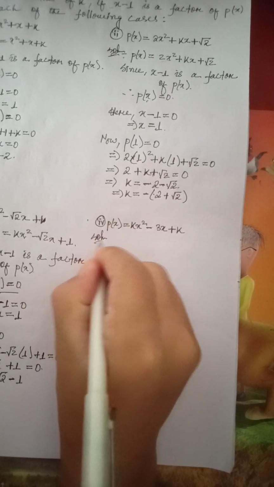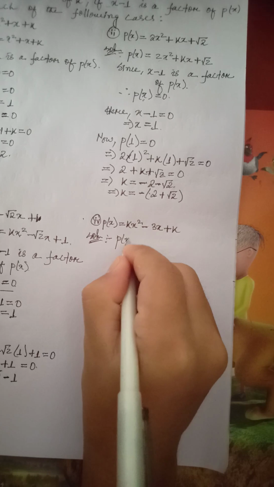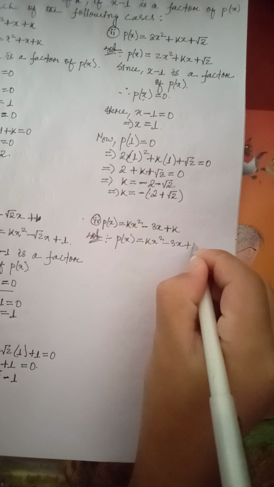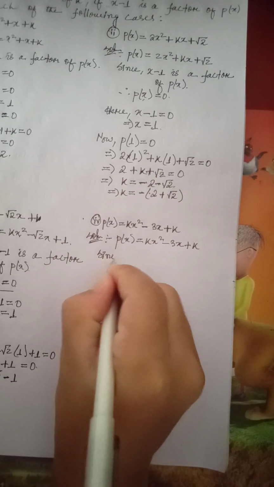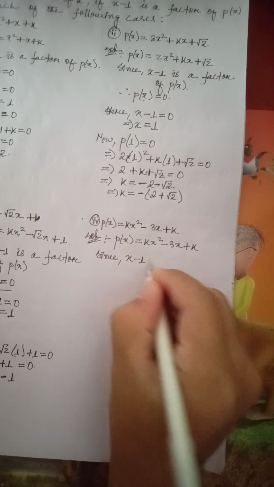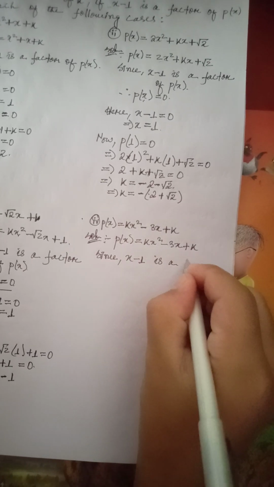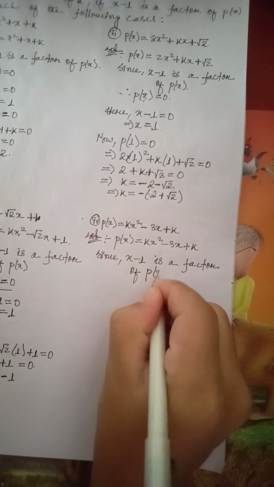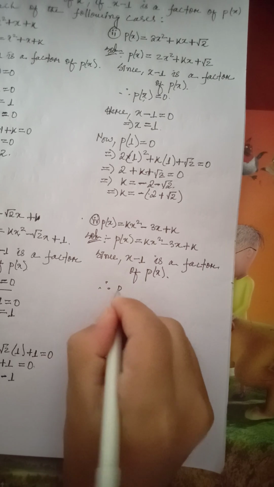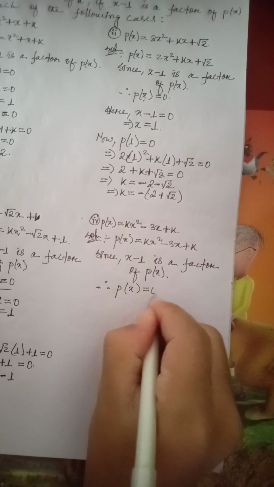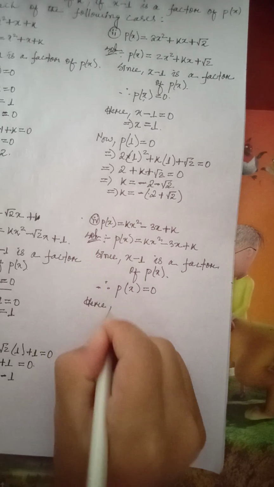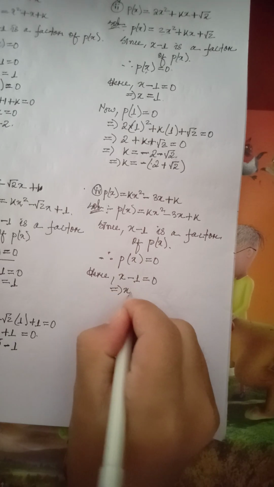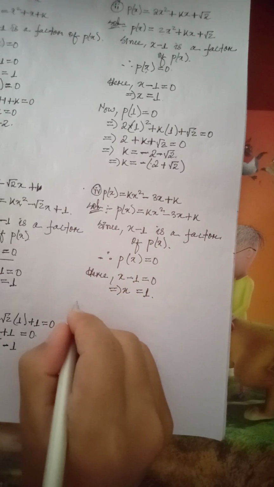Now let us move to this Roman number 4. We are given p of x is equal to kx square minus 3x plus k. So what is the question? In the question, we can see that x minus 1 is a factor of p(x). If x minus 1 is a factor of p(x), then p of x must be equal to 0. And let us find the value of x by equating x minus 1 with 0. If you move this minus 1 to the other side, then it will become plus 1.